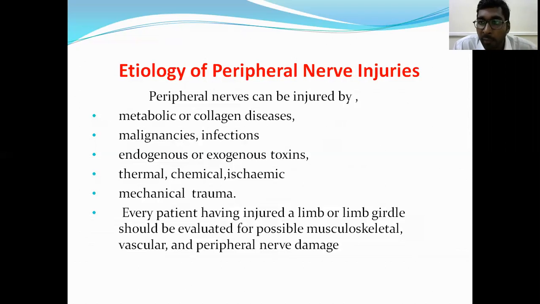What is the etiology of peripheral nerve injuries? Peripheral nerves can be damaged by metabolic or collagen diseases, malignancies, infection, endogenous or exogenous toxins like botulinum toxin, thermal or chemical injuries, or ischemic injuries like compartment syndrome and Volkmann ischemic contracture. Mechanical trauma is the most common cause. Every patient with an injured limb or limb girdle should be evaluated for possible musculoskeletal, vascular, and peripheral nerve damage.